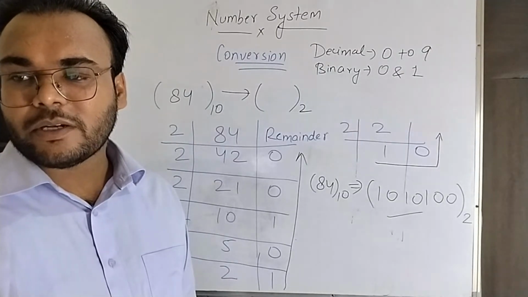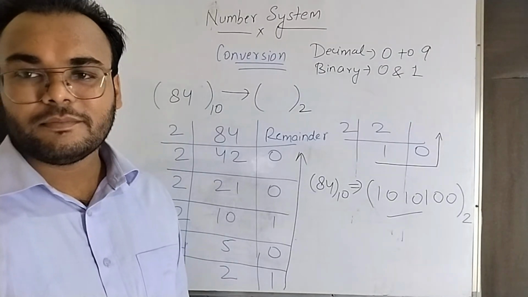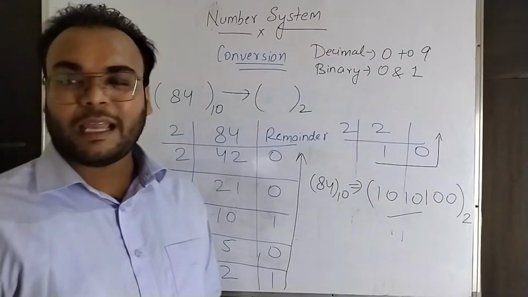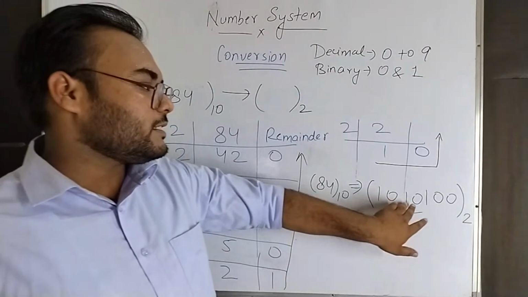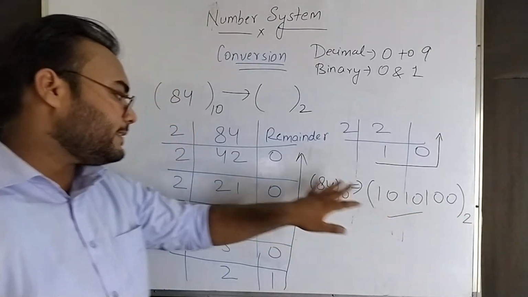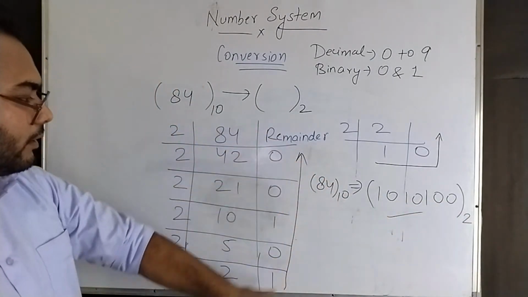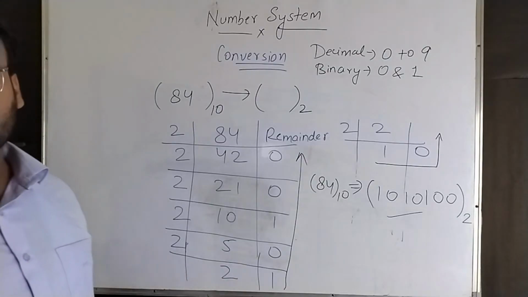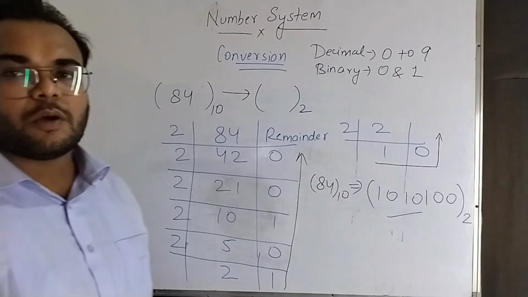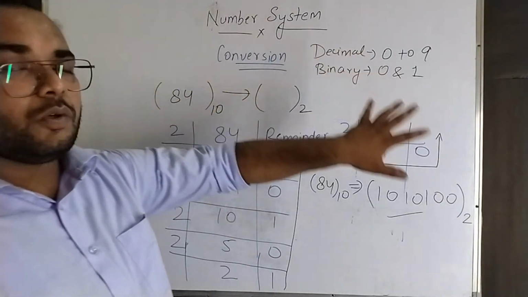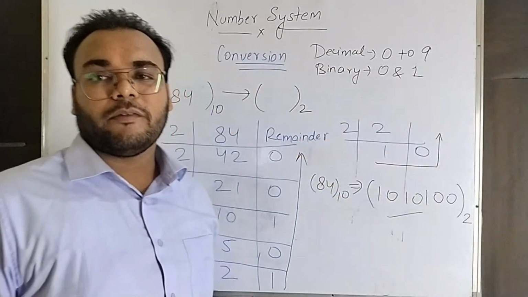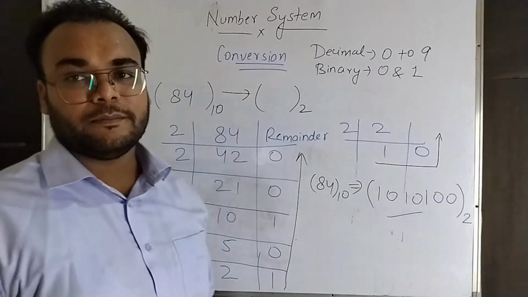Match your answers, everyone. I can see. So the final answer is 1010100. You can see what the remainder is here and what the quotient is here. You can match, and we are going to proceed with the next topic, that is called what? From decimal to octal. Yes, from decimal to octal we are going to see.